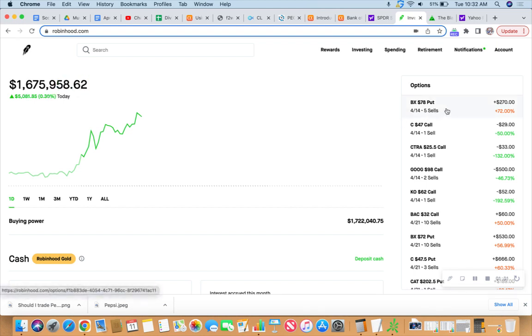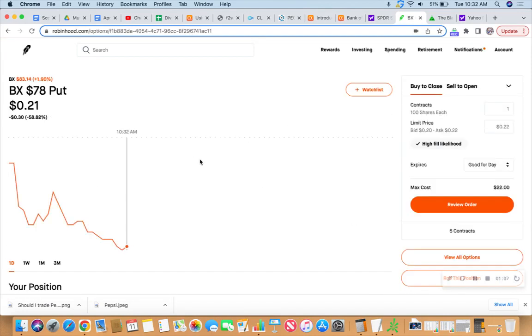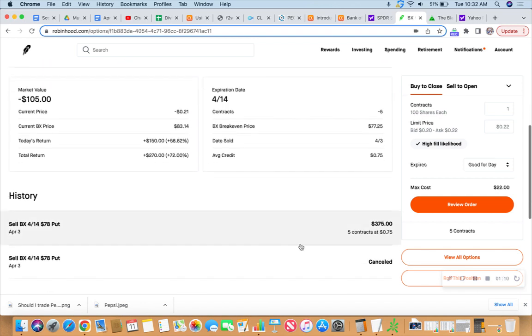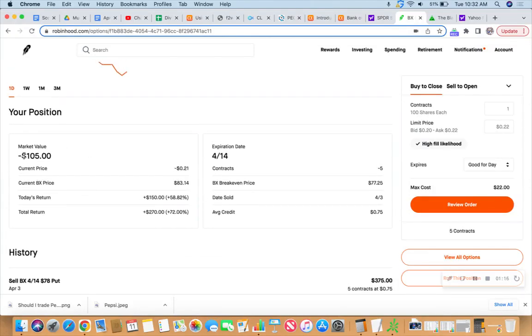Let's start up here at the top. Blackstone, we got these $78 puts, and we are approximately $270 into the net profit. We had $375 that we collected in premium at the time we put on the trade. Cost us approximately $105 now.